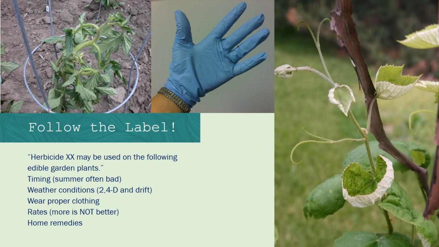The label will provide guidance on when to make your applications. Typically, hot temperatures should be avoided. Light winds between 3 and 10 miles per hour blowing away from sensitive plants are best, so that spray droplets blow toward the target and not onto neighboring plants instead, resulting in injury.